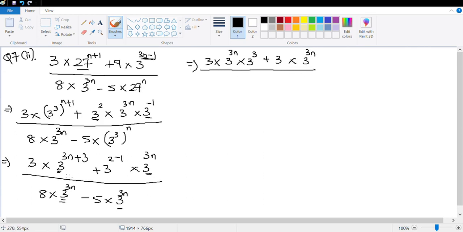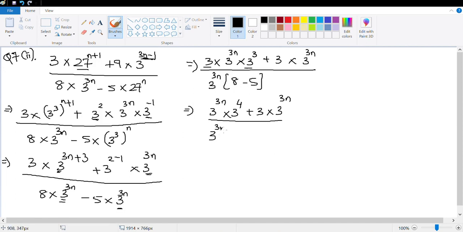In the denominator I notice that 3 to the power 3n is common. So let me take 3 to the power 3n common, and what I am left with in the first term is 8, and in the second term is 5. So then this is 3 to the power 3n multiplied with 3 into 3 to the power 3 becomes 3 to the power 4, plus 3, upon 3 to the power 3n into 8 minus 5. I know what 8 minus 5 is, so let me just put this as 3. Again in the numerator 3 to the power 3n is common. What I am left with is 3 to the power 4 plus 3, upon 3 to the power 3n multiplied with 3.